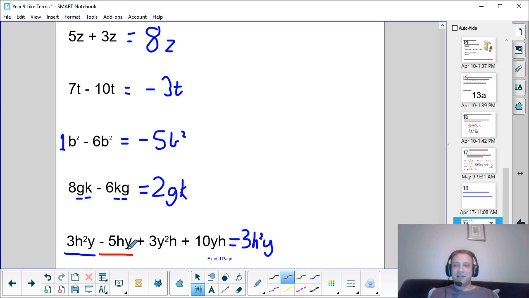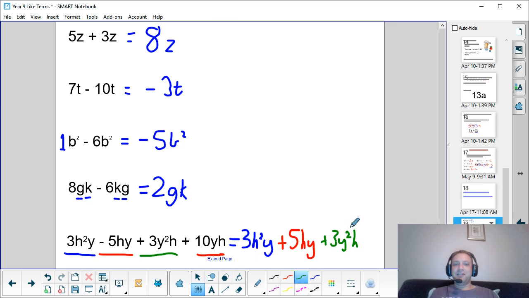All right, I'm dealing with h's and y's with no squares on any of them. And I do have a matching one over here. This one has an h and a y in it. So I've got to know what negative 5 plus 10 is, or what 10 take 5 is. So that leaves me with 5 of this particular one. Okay, so I've got 5. I'm going to go hy because alphabetical order is good. And then this is my last term, so there's obviously not going to be a like term for it. It needs to be part of my answer as well. 3y squared h.